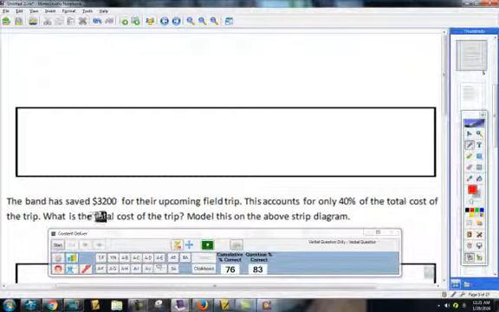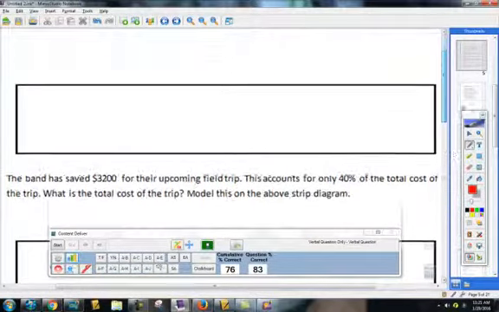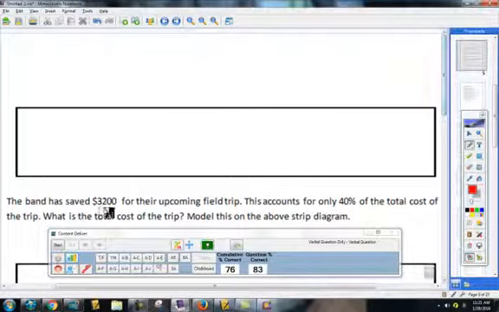The band has saved... Actually, I don't want to do that one first. Actually, I will. Okay. The band has saved $3,200 for their upcoming field trip. Do you think that's important information? Okay. $3,200 for their upcoming field trip.